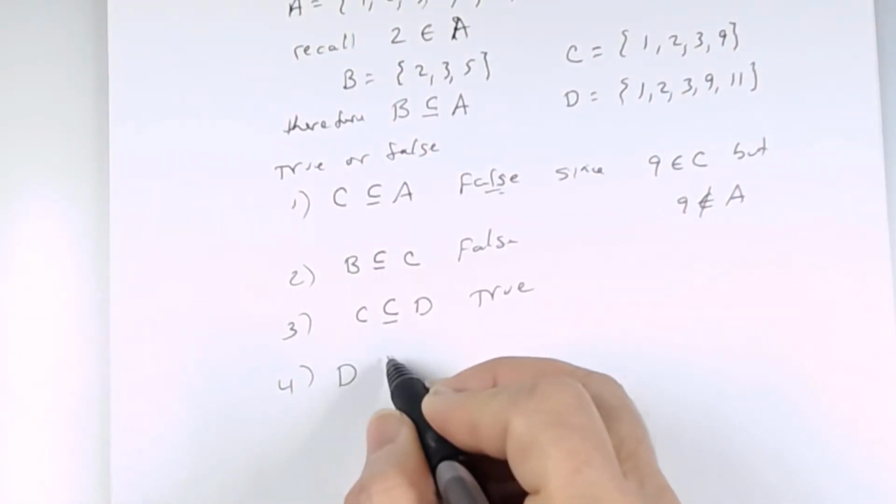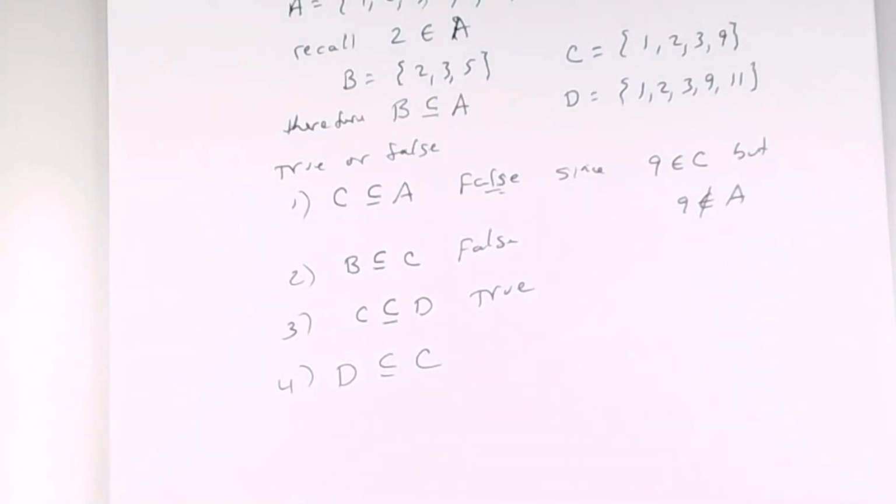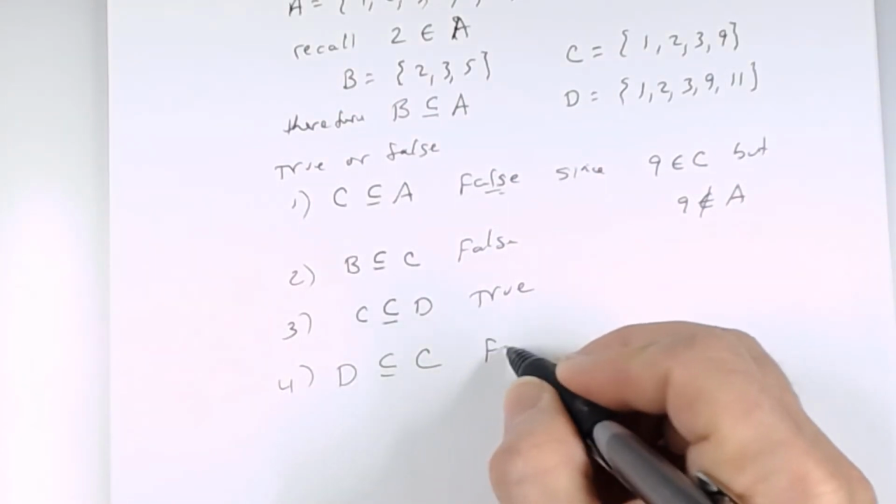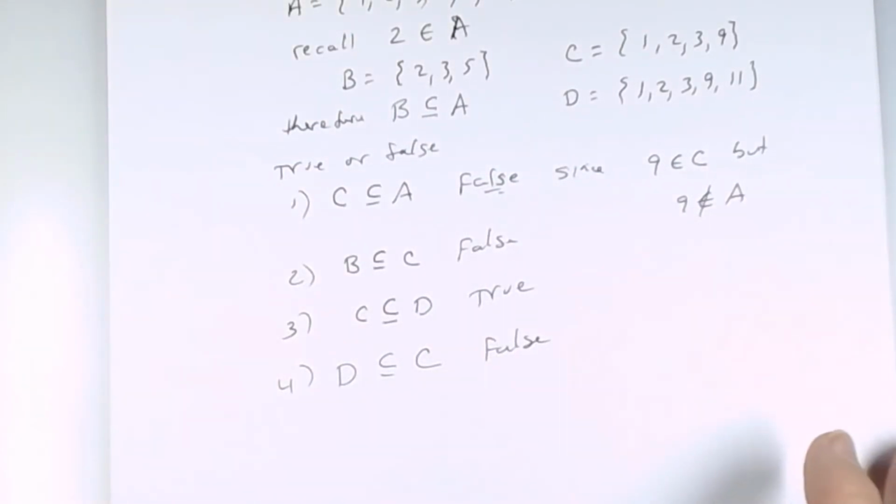So the question is, is D a subset of C? True or false? That's false, because what is in D that's not in C? 11. So it'll be false. Okay, so that was objective 1.